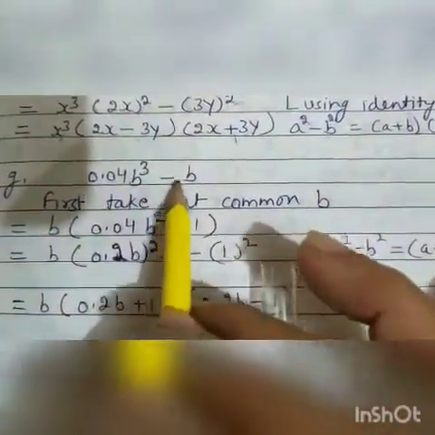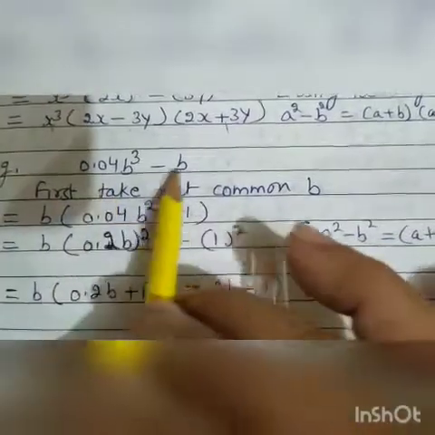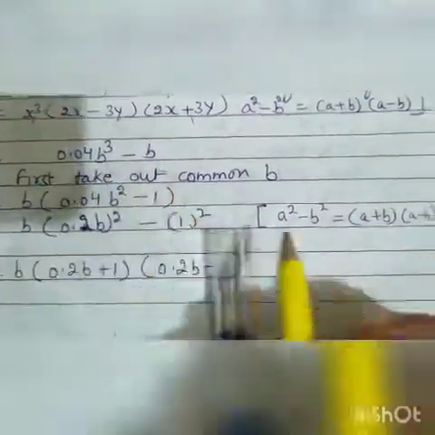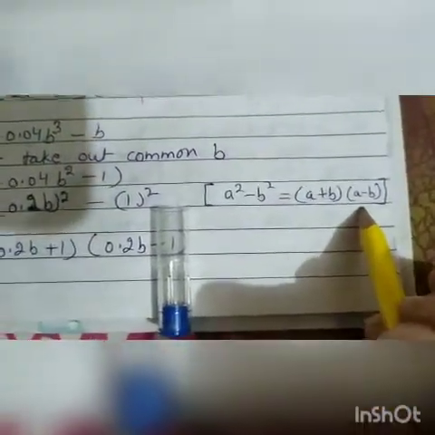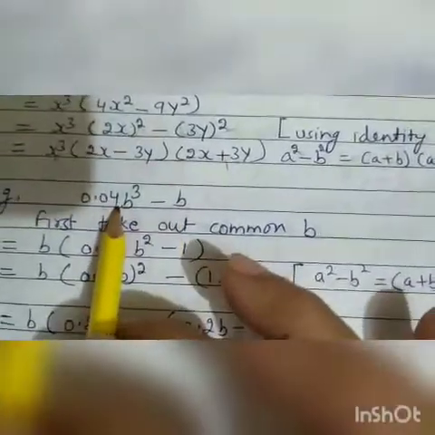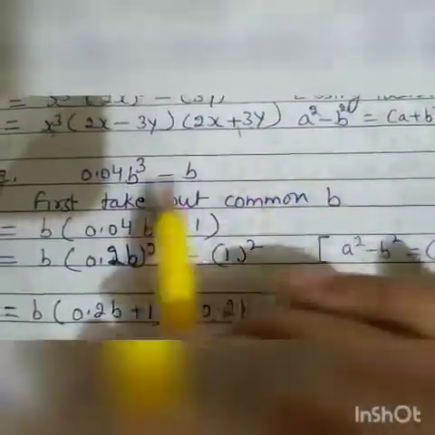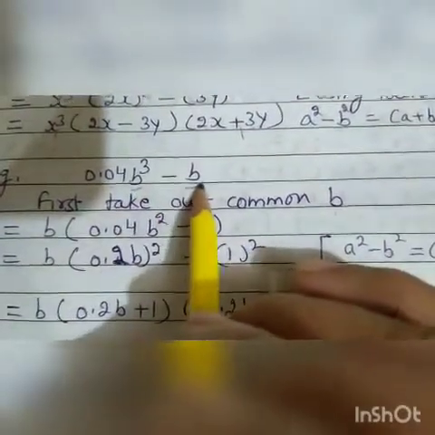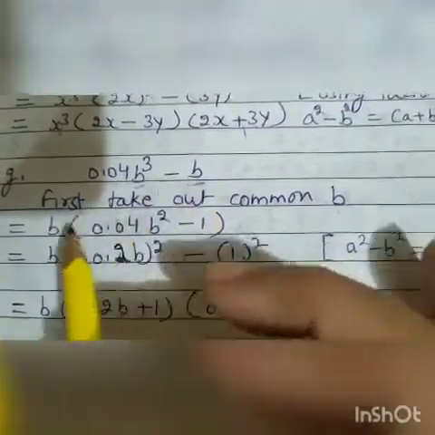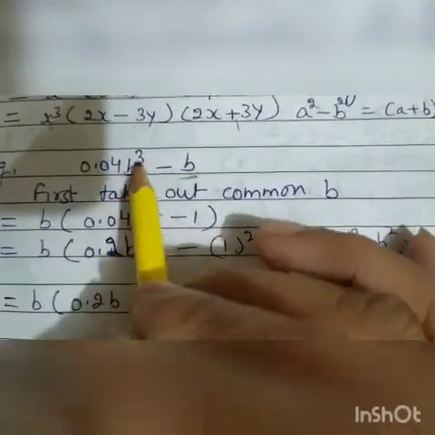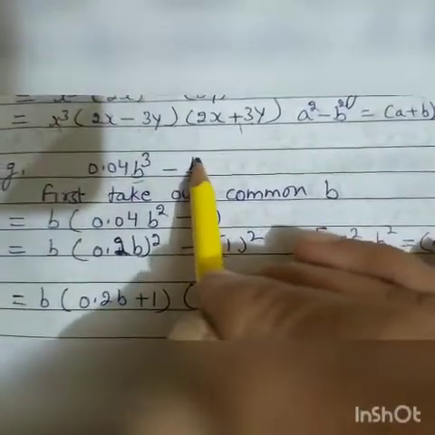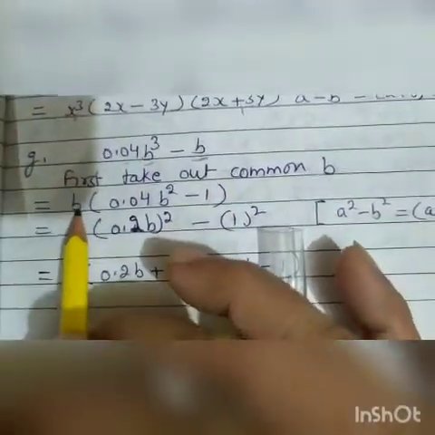0.04 b cube minus b. Again, these are two terms, so we will use this identity. But first we will make these two terms squares. How? First take out common b. See, b is present in both the terms. So we can take this b common, because between b cube and b power 1, the lowest power is 1. We will take b as common.